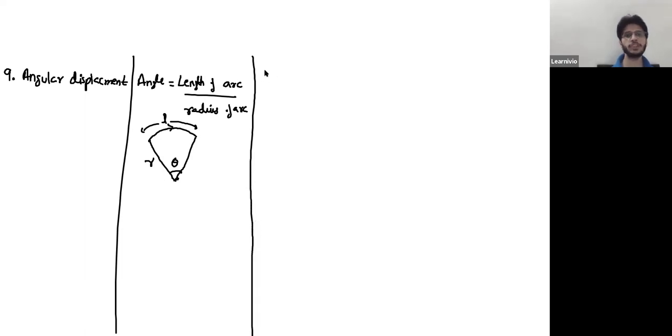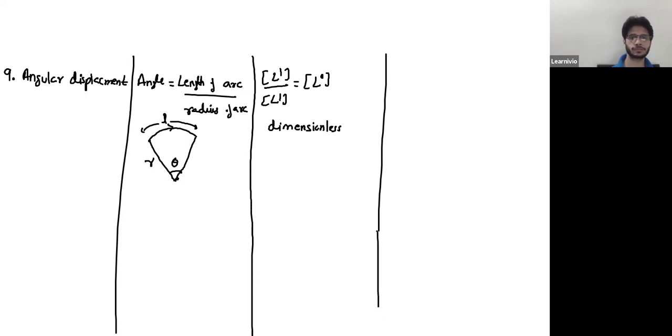Next, when we write the dimensional formula, the length of arc is length. Radius is again length. So it's length over length, so they get cancelled out, simply L0. So you can say that your angle is dimensionless. It doesn't have any dimensions.